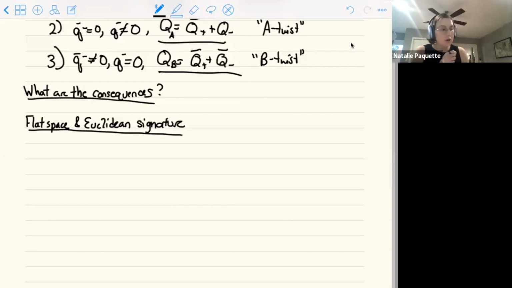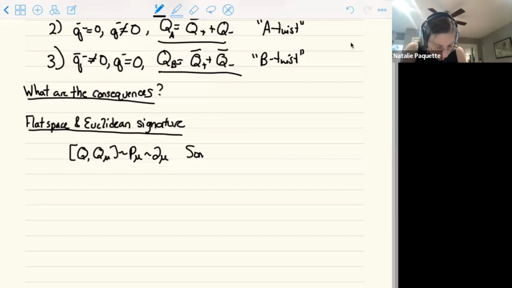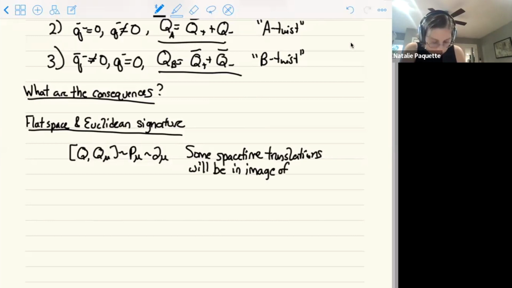For our chosen supercharge Q, the supersymmetry algebra is always going to contain commutators that I'm going to schematically write like this. No matter which supercharge it is, Q is going to anti-commute with some of the other supercharges to certain translations in spacetime, certain linear combinations of the derivatives in general. Meaning some spacetime translations will always be Q-exact, in the image of Q, just right from the super Poincare algebra. And that means that translations with respect to those particular spacetime directions are going to be trivial in the twisted theory.